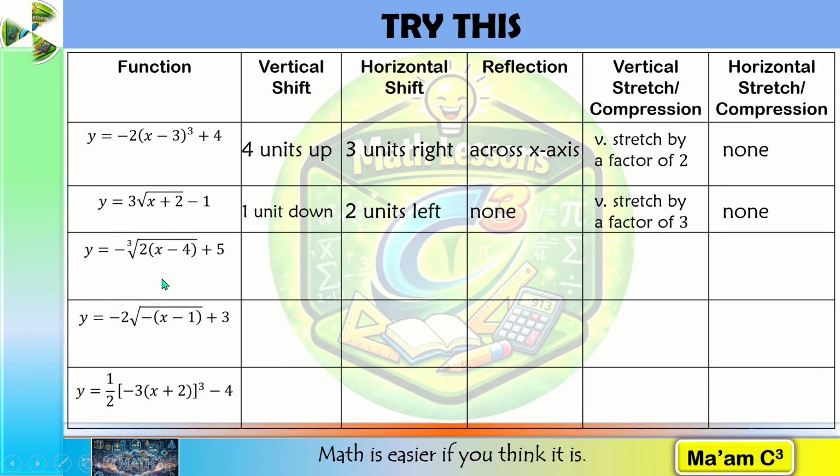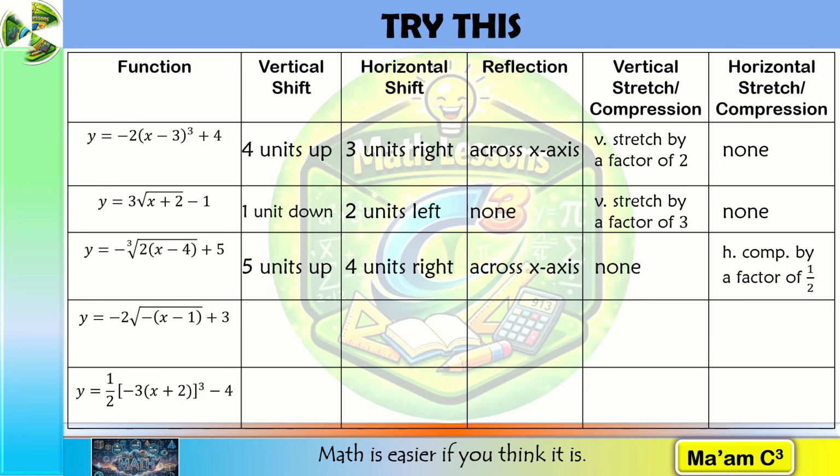Next one, number 3. So we have positive 5 here, 5 units going up. We have here 4, so 4 units going to the right. Is there a reflection? Yes, there is, across the x-axis. Vertical stretch, this is just an invisible 1, so there is none. Horizontal stretch, yes, there is, because we have 2 here. So there is horizontal compression by a factor of 1/2. Remember, 1 over the absolute value of B. So 1 over 2. That is 1/2.